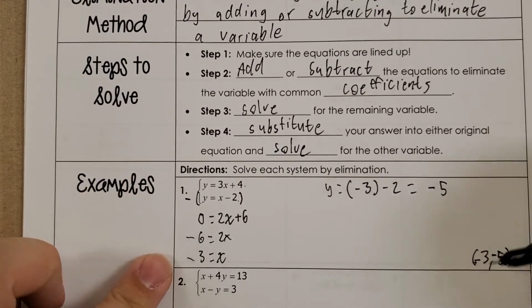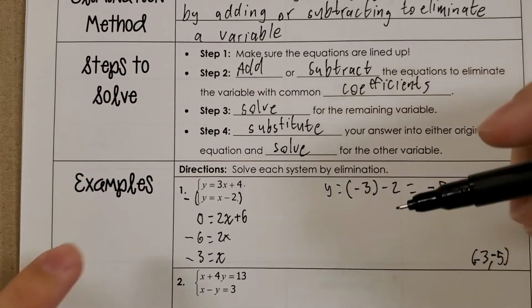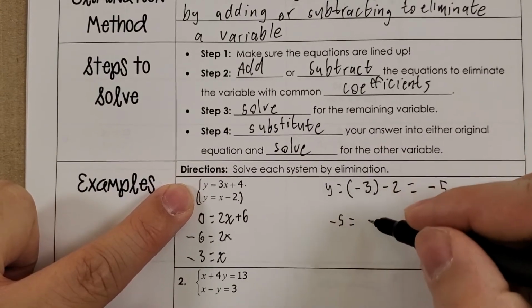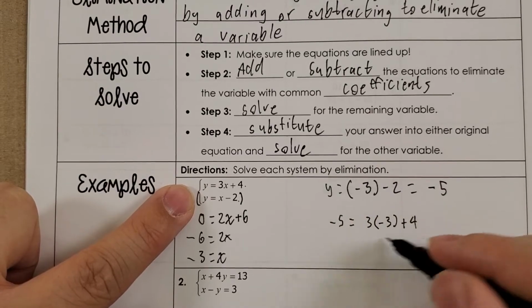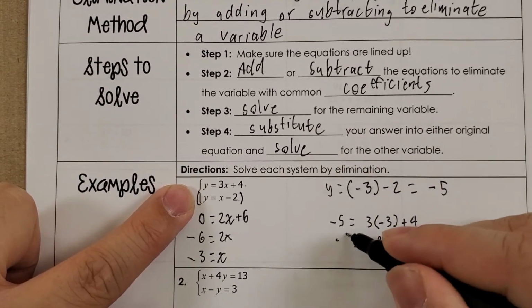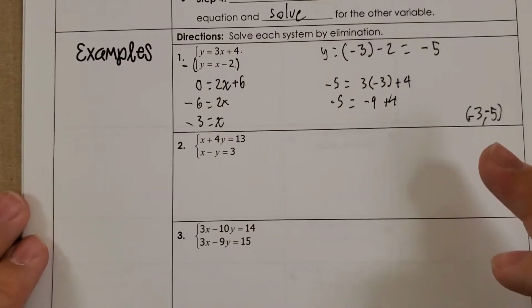And again, you can plug these into the other equation just to make sure. Let's see if this adds up. 3 times negative 3 plus 4. That would be negative 9. Negative 9 plus 4, which, yeah, equals negative 5. So it does line up that way. Great. Okay, let's go through a couple more here.